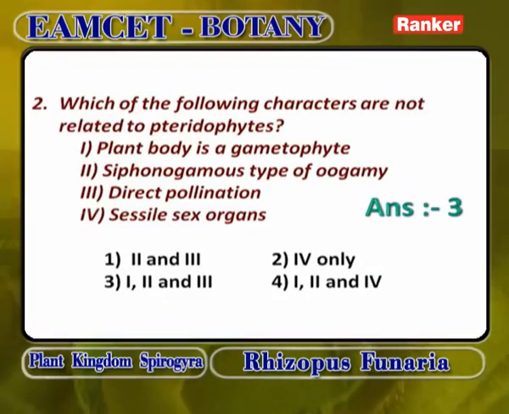Which of the following characters are not related to pteridophytes? Pteridophytes are the first group of plants where, unlike in thallophytes and bryophytes where the gametophytic generation is dominant, the sporophytic generation is dominant for the first time. Whenever the sporophytic generation is dominant, the plant body shows root, stem and leaf perfectly. So which of the following characters are not related to pteridophyta?